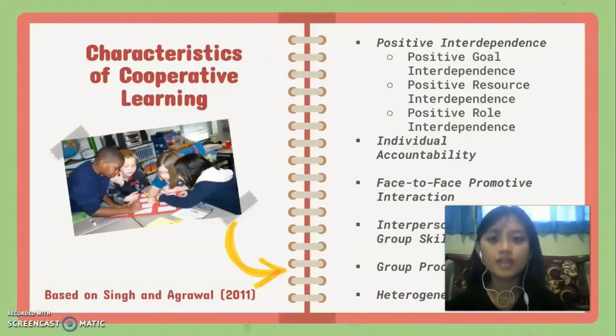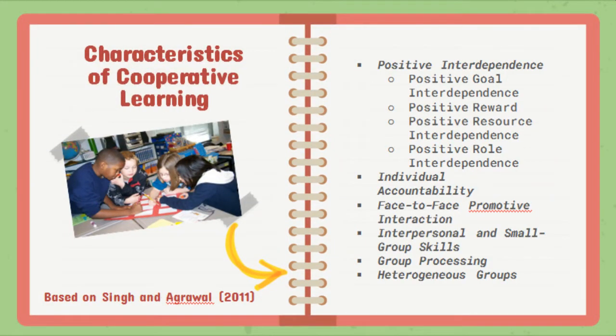So for the next, I will present about the characteristics of cooperative learning. Based on Singh and Agrawal in 2011, there are 6 characteristics. The first is positive interdependence. Second is individual accountability. Third is face-to-face promotive interaction. Fourth is interpersonal and small group skills. Fifth is group processing. And for the last is heterogeneous groups.